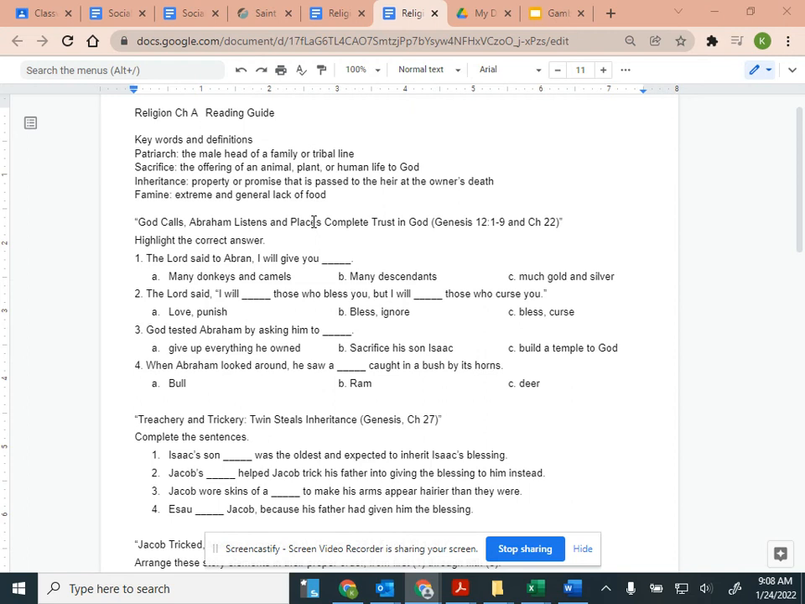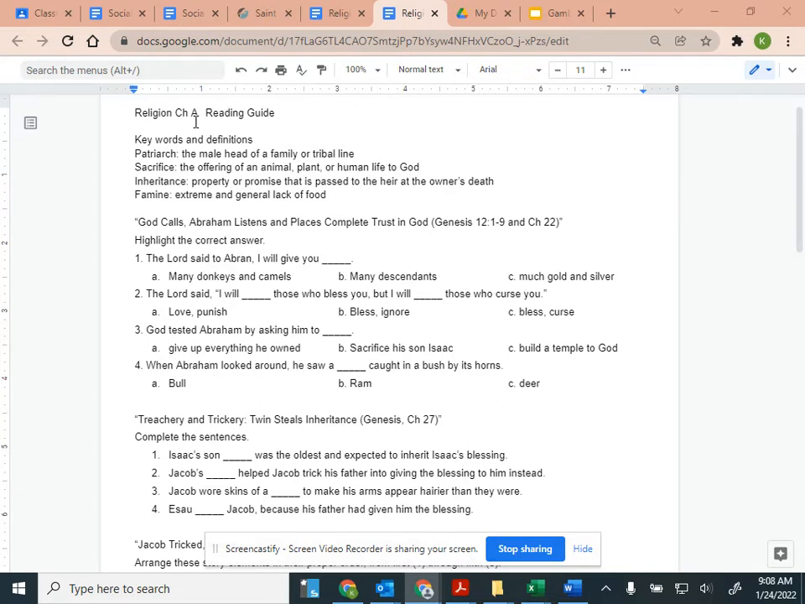Good morning. We are starting our next chapter in religion. We just finished with chapter 8. Instead of moving right on into chapter 9 in our handbook, they have us taking a break from the handbook for a chapter, and we're going to do chapter A. Chapter A is in the Bible. We are going to be learning about different patriarchs in the Bible.